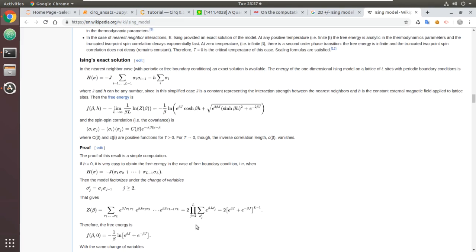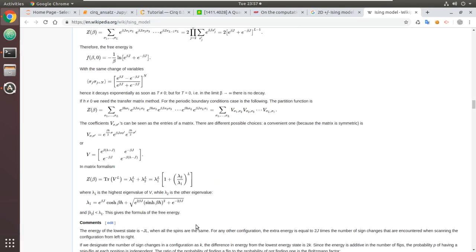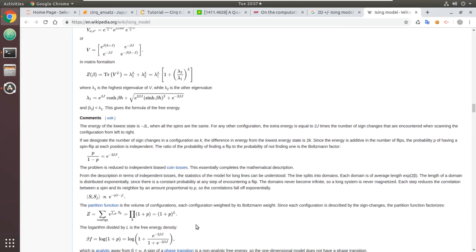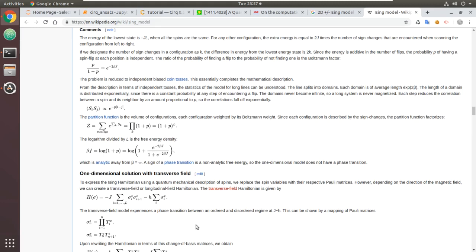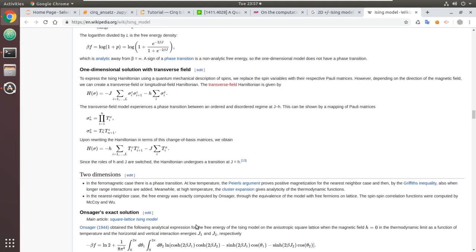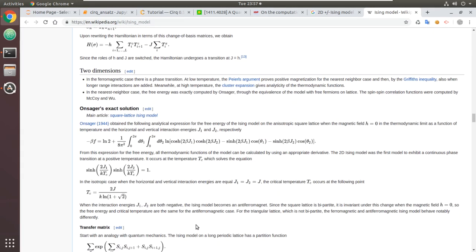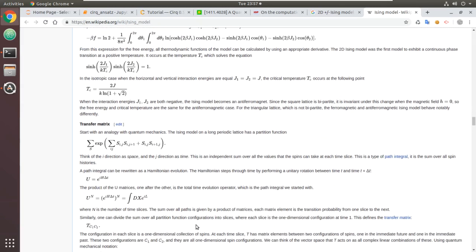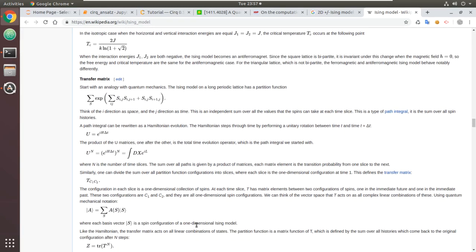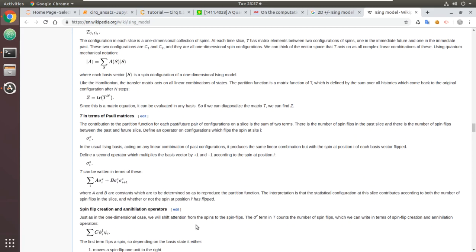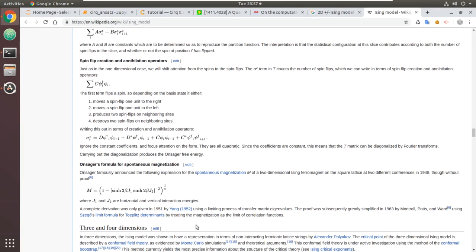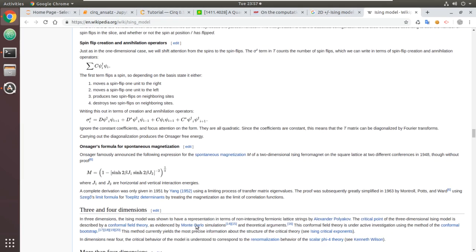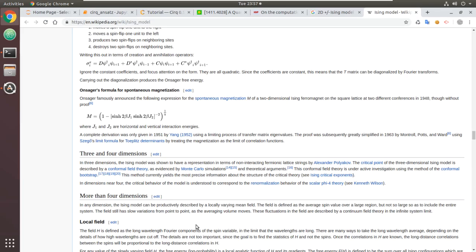Exact solution. One-dimensional, two-dimensional solution with transverse field, 2 dimensions, transfer matrix. I think that's one of the other, more classical methods. Spin flip creation. Oh, there's even more dimensions.